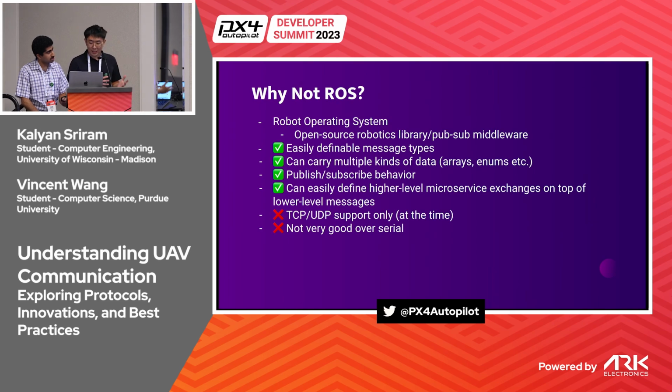The big problem with ROS at this time is that it's not very good at running over serial. And the support isn't really there at the time that it's introduced, and the overhead is relatively high. And because most drones communicate over serial radio links that range in the tens of kilobits per second, that rules it out. However, we will revisit this later.